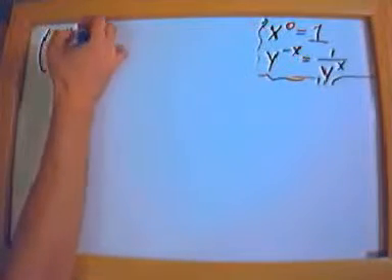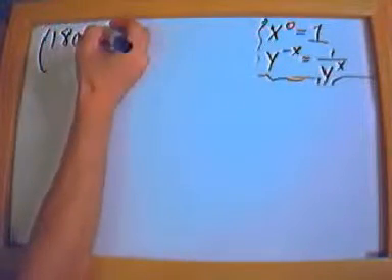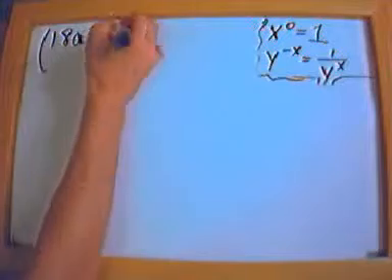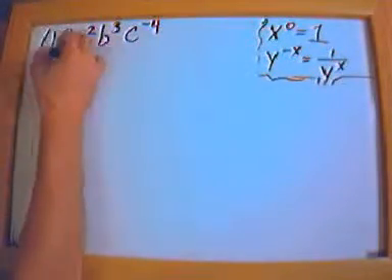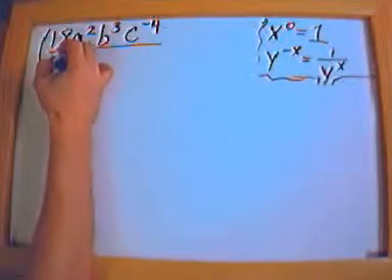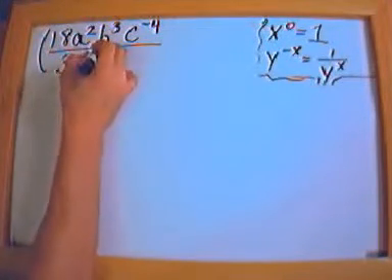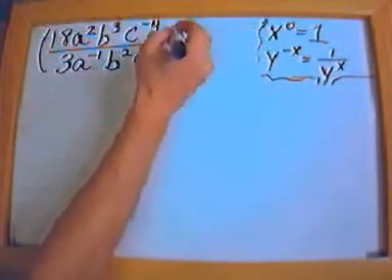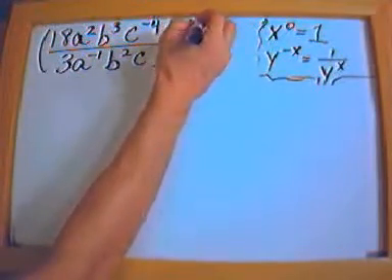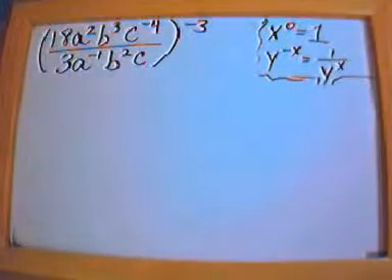Let's say we've got 18a squared b to the third c to the minus fourth, all over 3a to the minus 1 b squared c. And this entire quantity is raised to the negative 3 power.